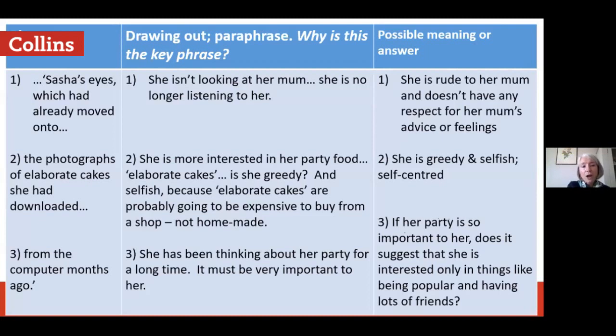And then if we look at the phrase "from the computer months ago," that tells us she's been thinking about and planning her party for a very long time. It's very important to her. So that also tells us that not only is she stubborn, obstinate, self-centered, greedy, but that she's also very motivated by her social status, by being the popular girl in class, and by having a party that is really going to make everybody feel very envious and jealous of her.